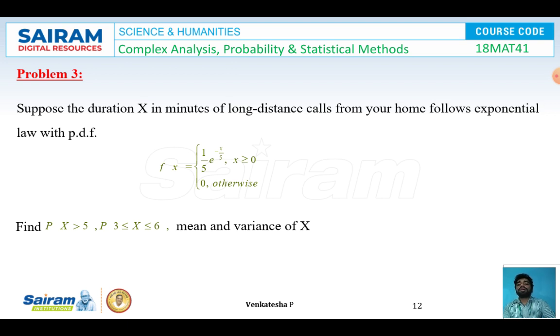Problem number 3. Suppose the duration x in minutes of a long distance call from your home follows exponential law with a PDF f of x is equal to 1 by 5 e power minus x by 5 for x greater than or equal to 0 and it is 0 otherwise. Find P of x is greater than 5 and P of 3 less than or equal to x less than or equal to 6, and also find the value of mean and variance of the random variable x.